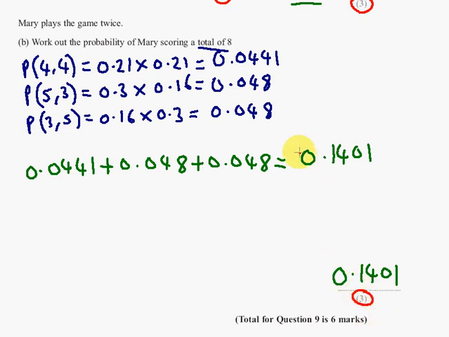So the first method mark comes from 1 correct product. Product means when you times it. So at least one of these, or 3 of these here, okay? So if they can see these three, then that will also get you the first mark, okay? The second mark comes from all three correct products with the intention to add, okay? And the third mark comes from a final answer of 0.1401. And that's it.